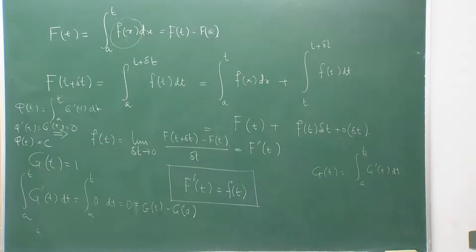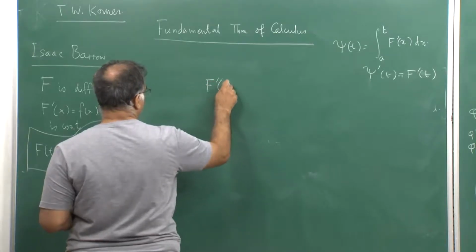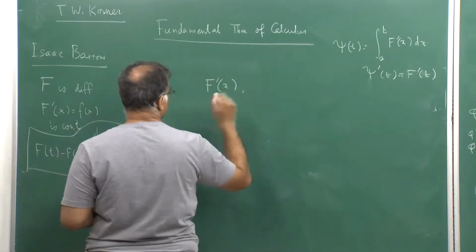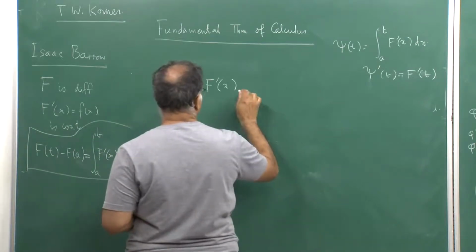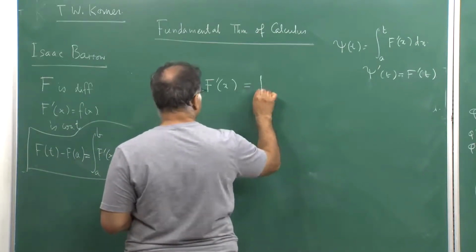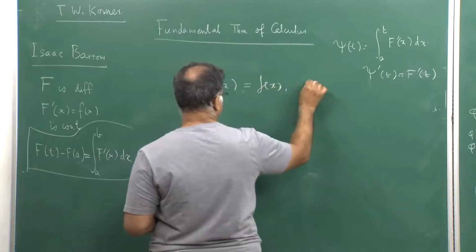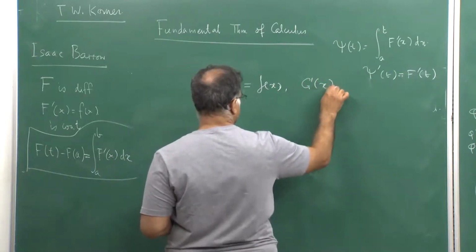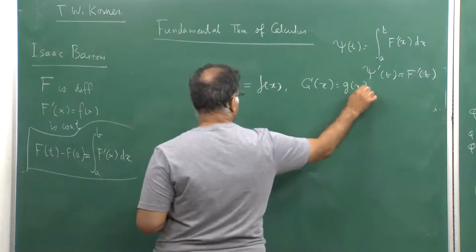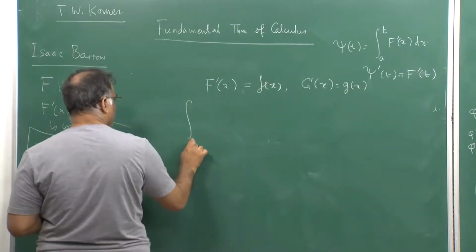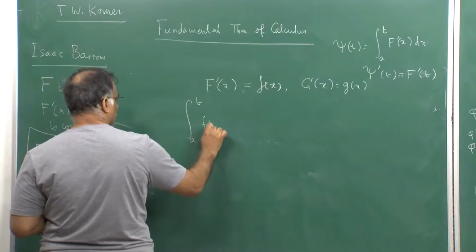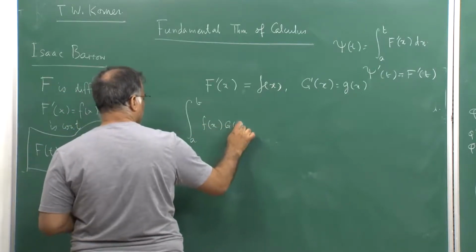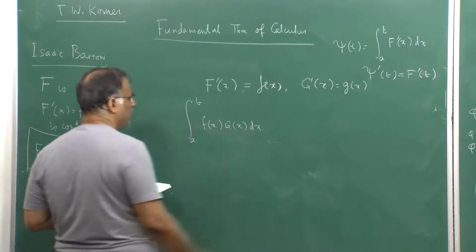So it comes out of a very simple calculus of product, derivative of the products. So, let F'(x) = f(x) and G'(x) = g(x). Actually I want to find the integral from a to b of f(x) g(x) dx. How do I do it?